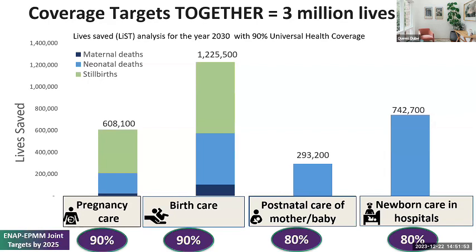And I hope that we're all aware of the INAP and EPMM joint targets that 90% of our women should have at least the 8 quality antenatal care visits. 90% of our women should have deliveries attended by a skilled birth attendant. 80% of our mothers and newborns should have postnatal care, and then 80% of our districts should have at least one level 2 unit. So I'm going to come back to these figures later on.